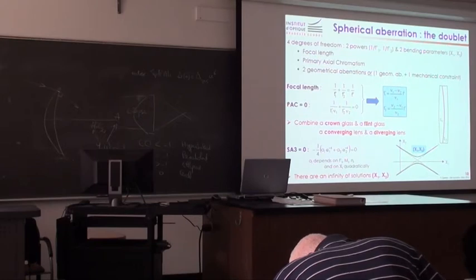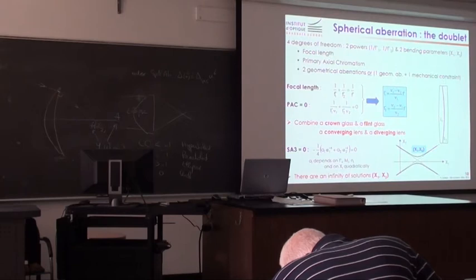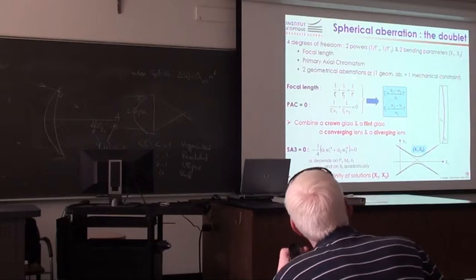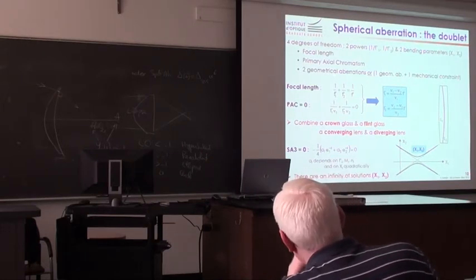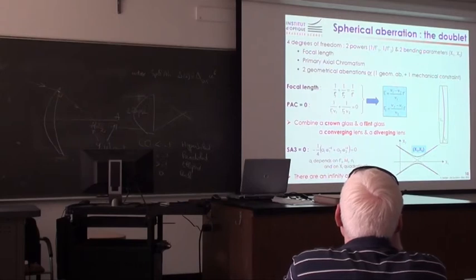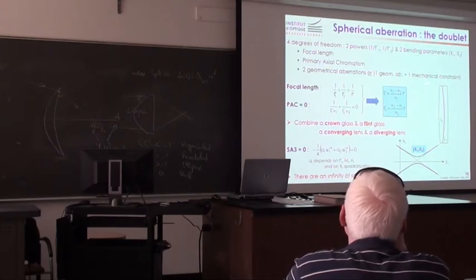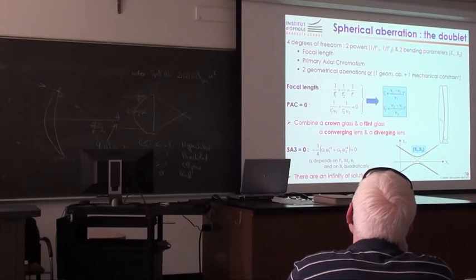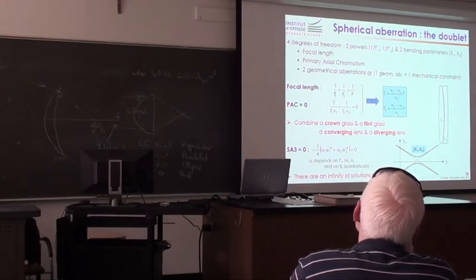This allows you to control four things. The focal length of the ensemble is one thing. Primary axial chromatism is another thing. And then you can control two geometrical aberrations, or one geometrical aberration plus a constraint such as you want the two lenses to be cemented.